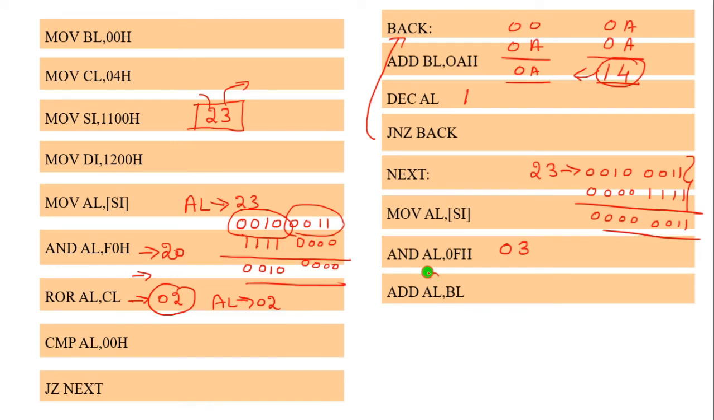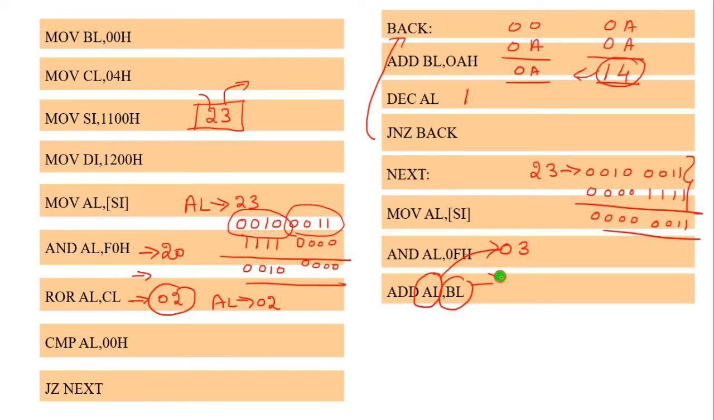This AL value is 03. It is a lower nibble value. It is a unit digit, that's why there is no need for the repetitive addition. The BL value is the repetitive addition result. It is a higher nibble value, a higher nibble result.